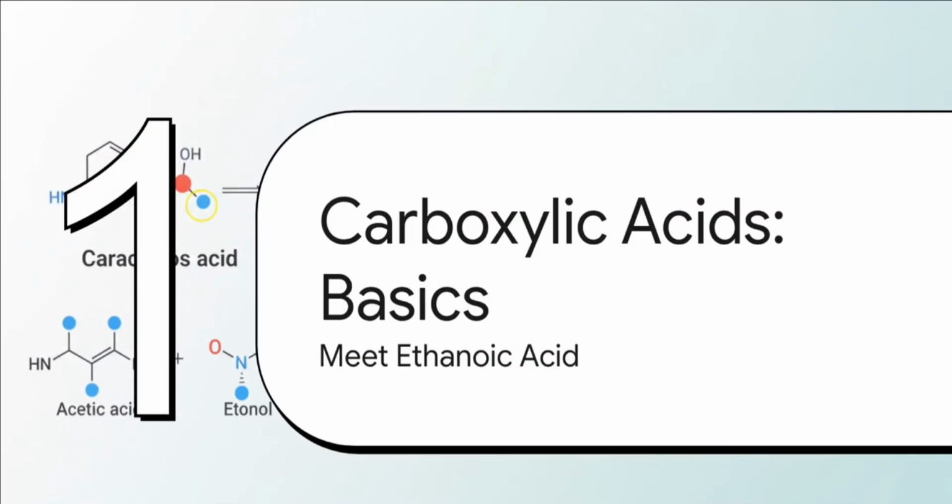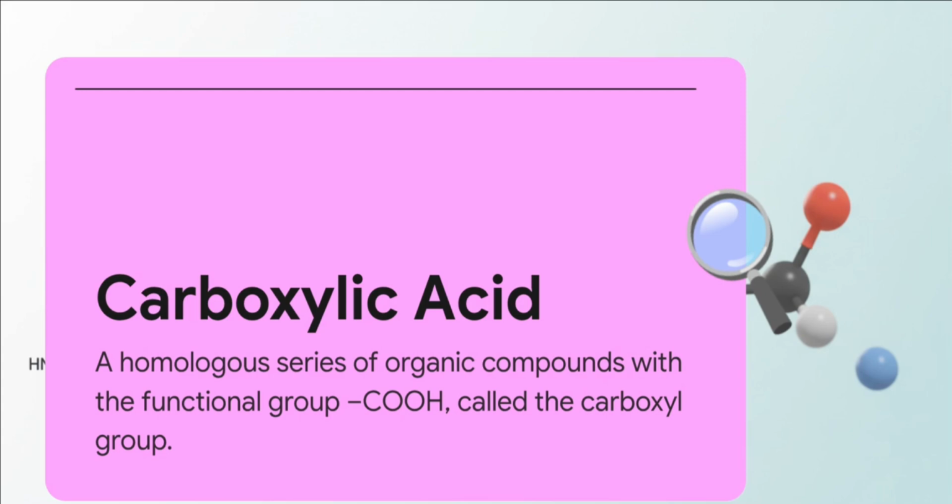Okay, first things first. Let's meet the star of our show, the carboxylic acid. And to keep things really clear, we're going to focus on one key example, ethanoic acid. So what are they? Well, carboxylic acids are a homologous series. Think of it like a family of compounds that all have the same general formula and similar chemical personalities. And their main family trait? It's this super important functional group, the carboxyl group, which we write as RCOOH.